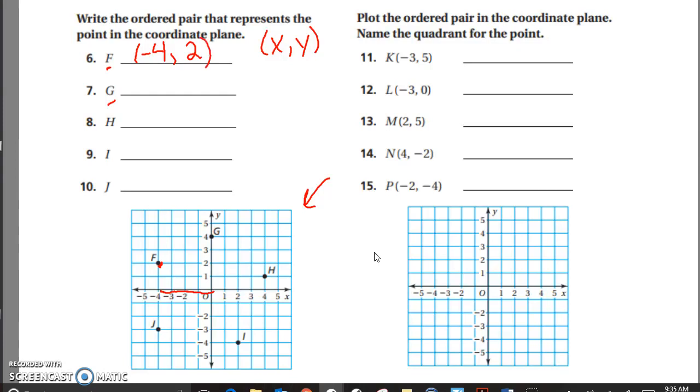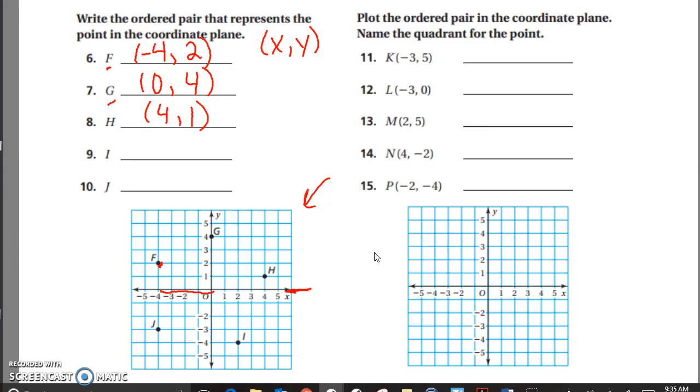Then G here, it stays on the 0. It doesn't go anywhere on x. So it stays at 0 and goes up 1, 2, 3, 4. It goes up to 4. So that point is 0, 4. Looking at H, we always go over on the x first. So it goes over to 4 and then up 1. So that would be 4, 1.